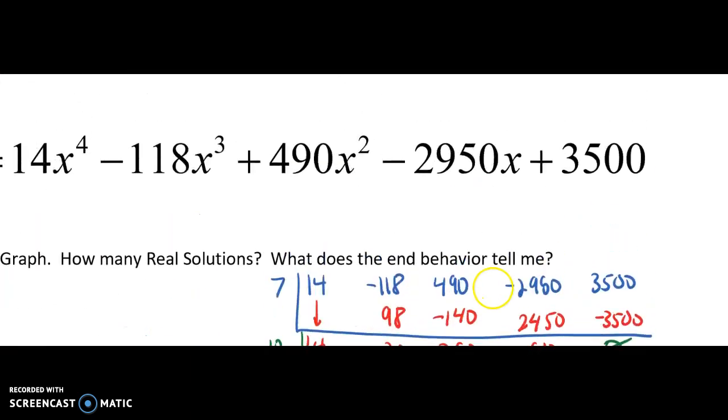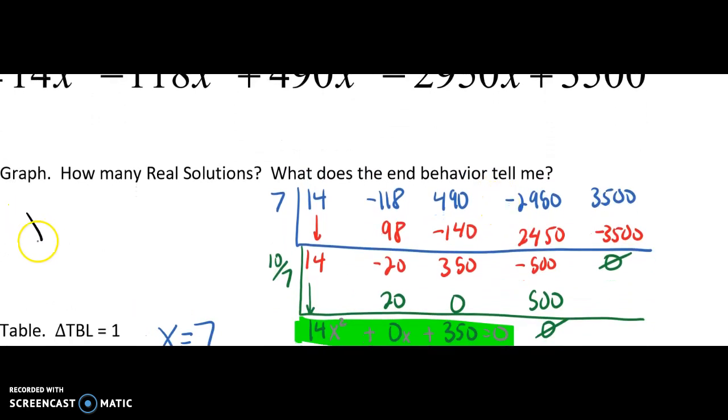So to finish this one off, what are the solutions? My solutions were x equals 7, 10/7, positive 5i, and negative 5i.